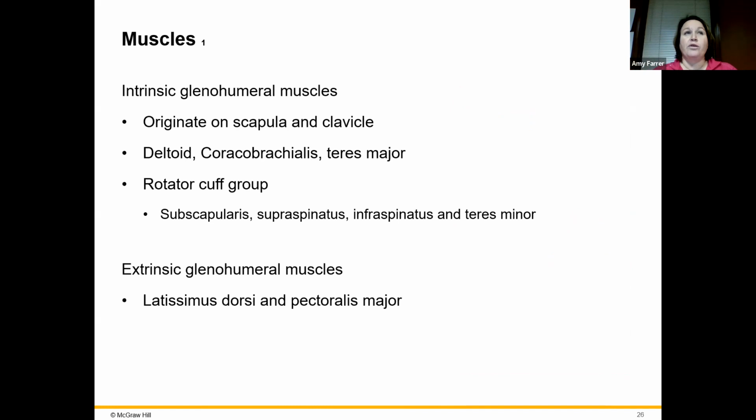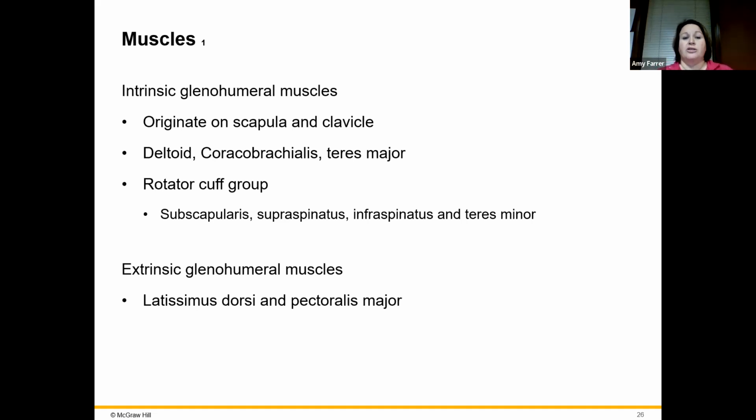Muscles. If we're talking about anything intrinsic to the glenohumeral joint, those muscles are going to originate on the scapula or clavicle. So we're going to see that being our deltoid, our coracobrachialis, our teres major, and your rotator cuff group. I need you to know the 4 muscles of the rotator cuff, okay? It is a cuff, not a cup. Oh, don't make me lose my mind. But you need to know those 4 exist, okay? They're a pair, and you can't necessarily break down and talk about one without the others.